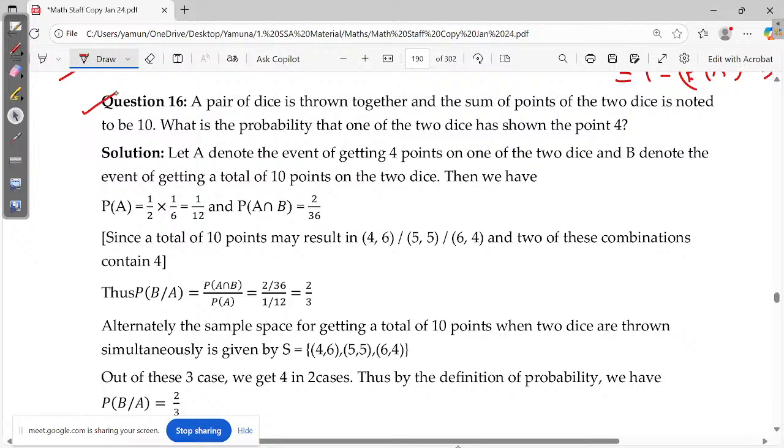Question number 16. A pair of dice is thrown together and the sum of points of the two dice is noted to be 10. What's the probability that one of the dice has shown the point 4? Two events are happening. One of the dice has to show point 4. And another one is the sum of the points. If you add it, you have to get 10.